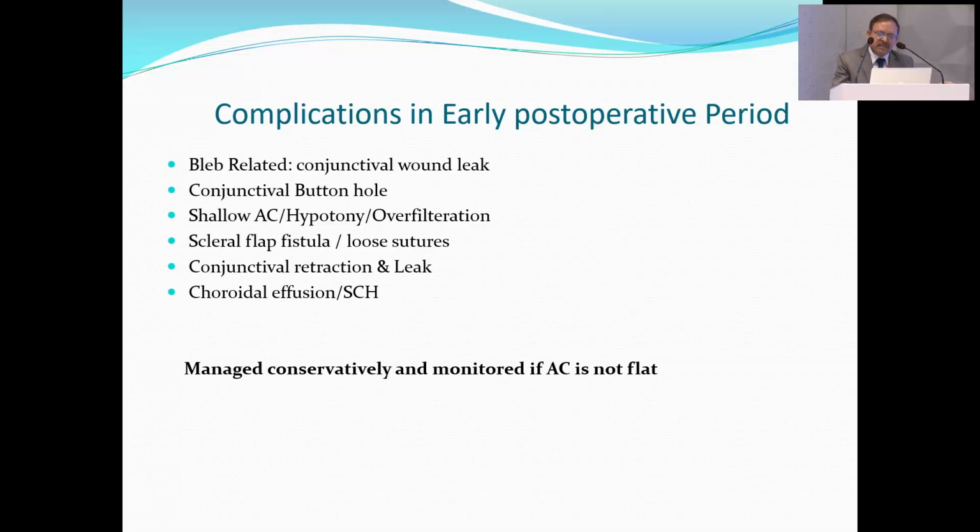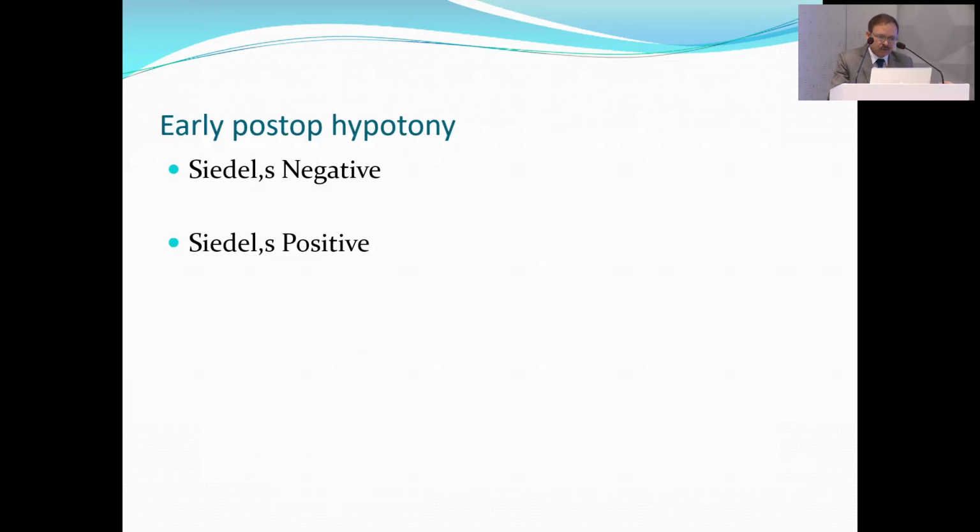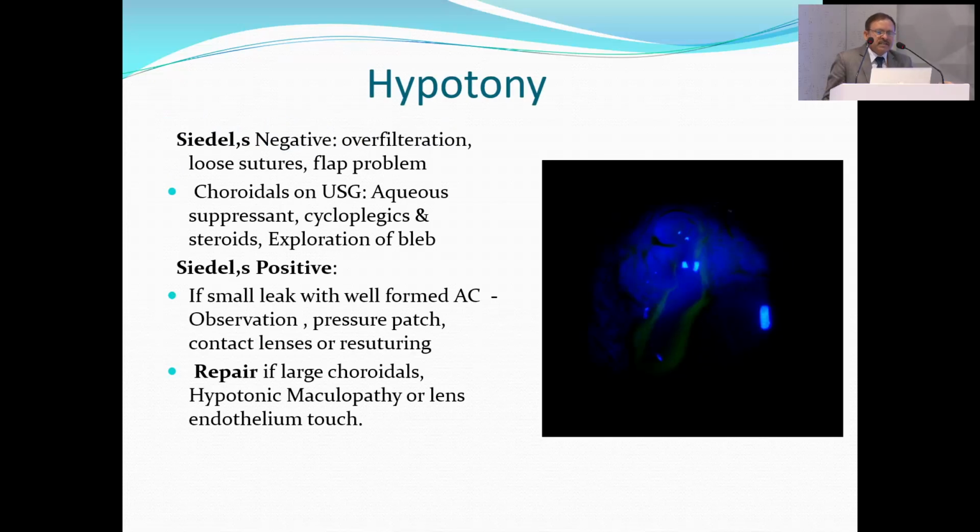Most of these complications can be managed conservatively, monitoring the anterior chamber if it is not flat. Hypotony can be Seidel positive and Seidel negative. In Seidel negative, there may be overfiltration or some problem with the suturing or the flap. On ultrasonography, you may find choroidals. Treatment is to give aqueous suppressants, cycloplegics, and increase the anti-inflammatory in the form of steroids. And if it does not settle, you may need to explore it.